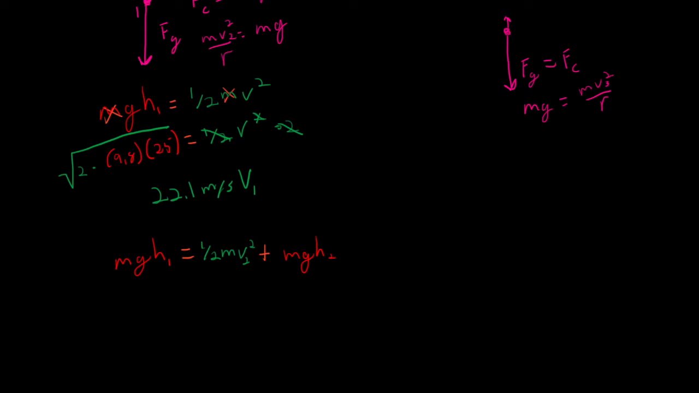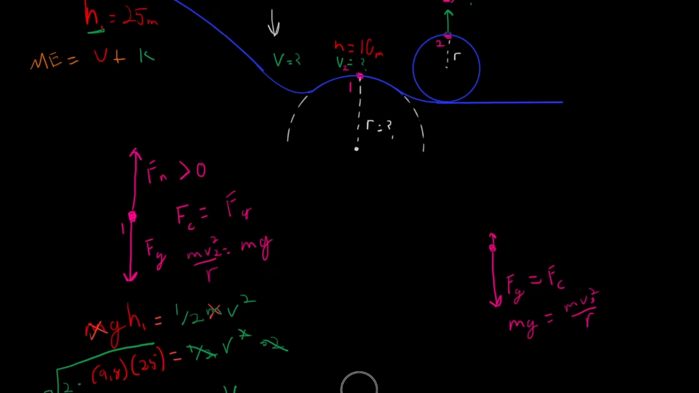Once again, my m's cancel out. My masses all divide out because it's the mass of the same object. I get that same 9.8 times 25. And this mgh becomes 9.8 times, what do we say, 10? 10.